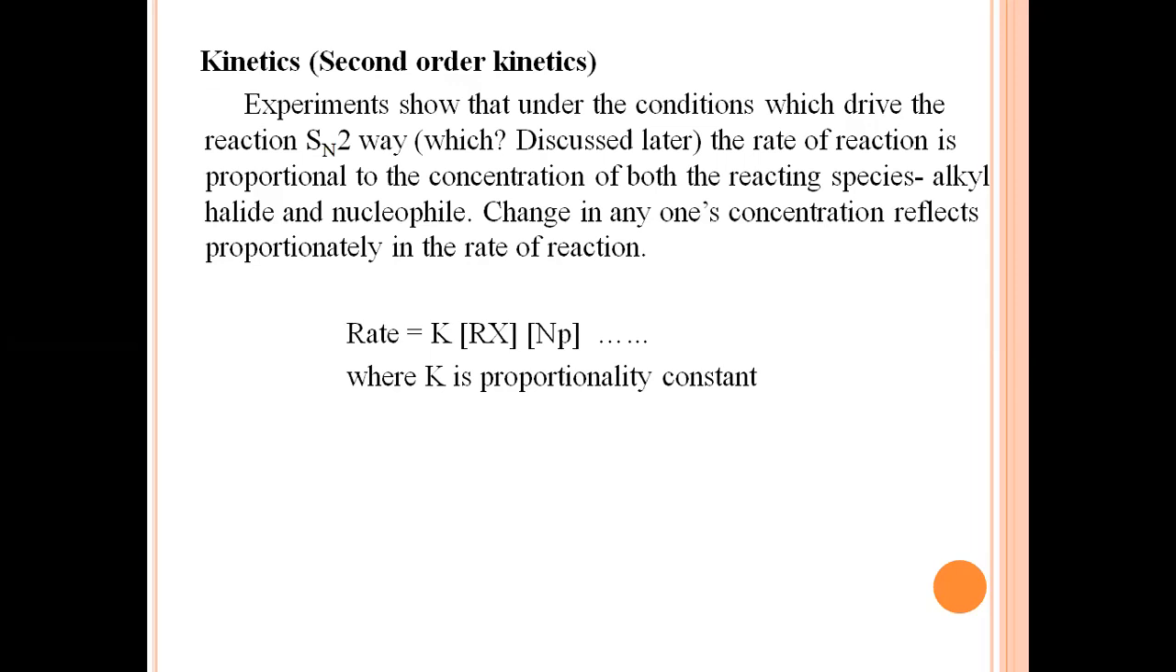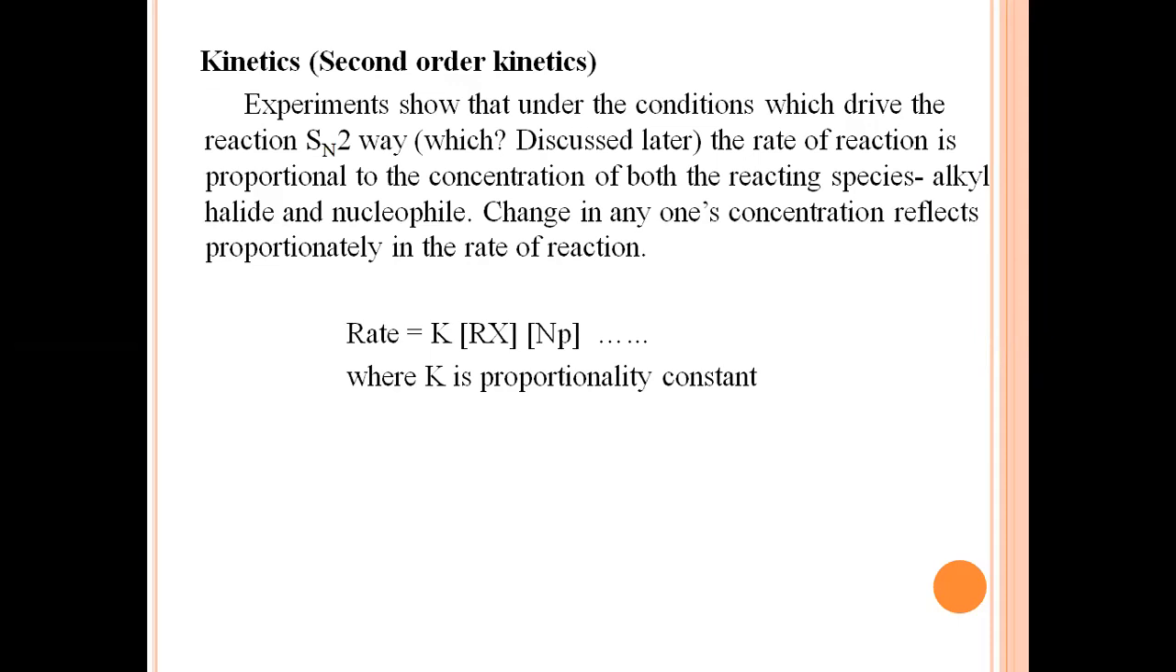Mathematically, it can be expressed as rate is equal to K multiplied by the concentration of alkyl halide multiplied by the concentration of the nucleophile. The square bracket indicates the concentration. So rate is directly proportional to the concentration of alkyl halide and the concentration of nucleophile. And in the equation, K is nothing but a proportionality constant.